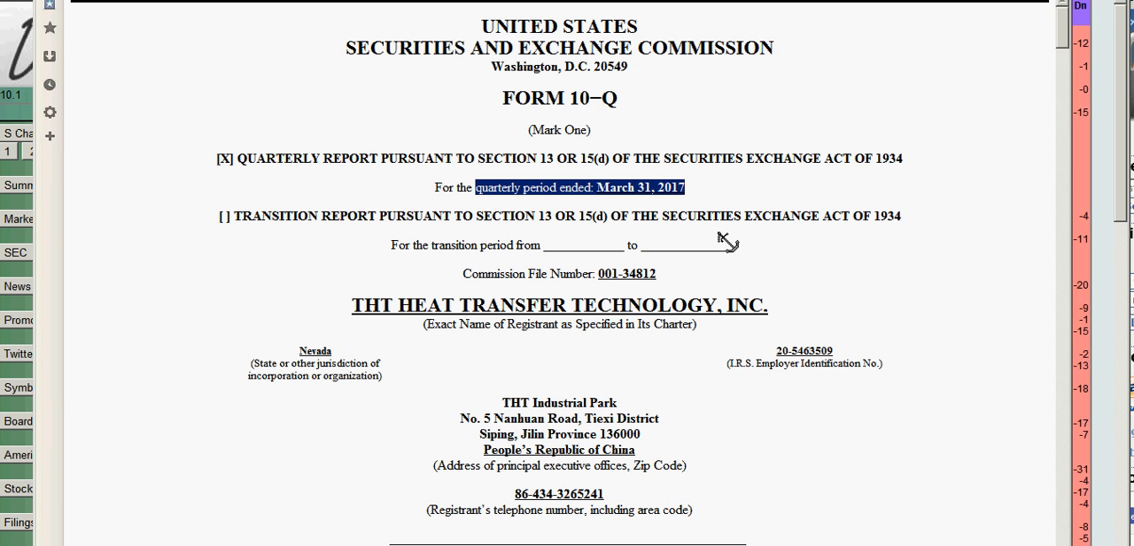Okay, now there's only a few things you need to pay attention to on these filings, and you can look at a 10Q and glean all the important things in less than a minute. And I'm going to tell you where those important things are.